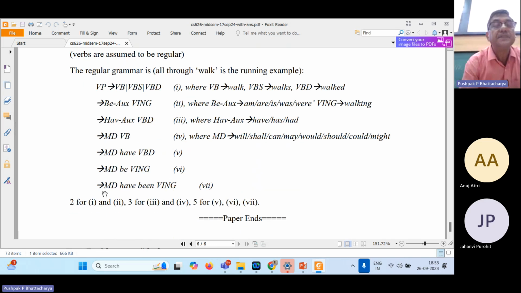The next form is where you have tense form and modal form combined. Will have walked, would have walked, should have walked, and so on. This VBD is required here, not VB or VBS or VBing or being. The grammar says that this is the form. Then MD be walking: might be walking, shall be walking, will be walking, could be walking. That is the only form possible. And then the last one is the most complex, where you have could have been walking. You cannot say could have been walked.